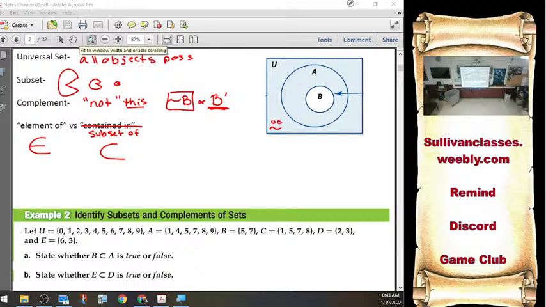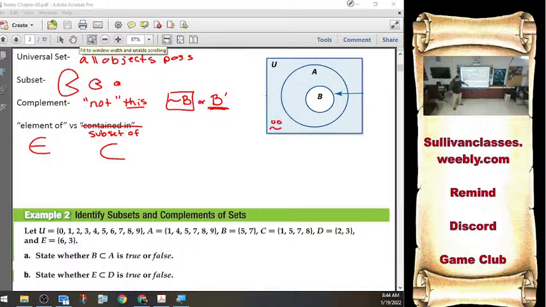Okay, what does that goofy little symbol mean again? Subset of. So if I say state whether B is a subset of A is true, does all of B fit in A? Yes. The 5 and the 7 from B are both in A, so true.